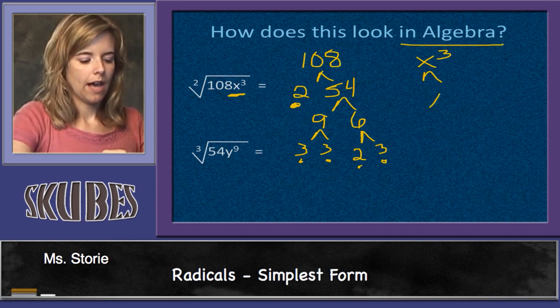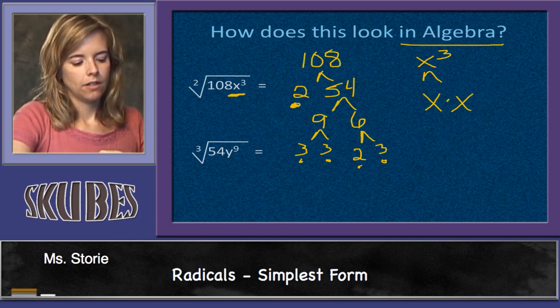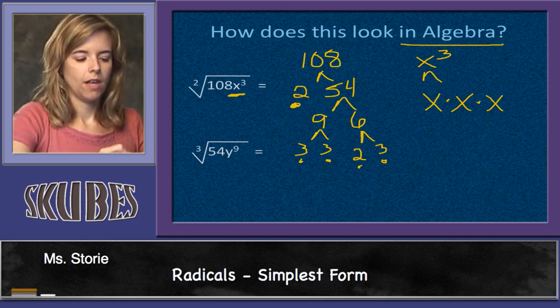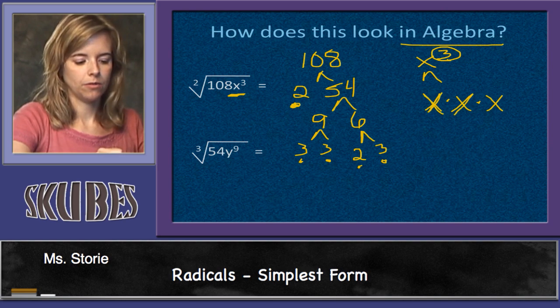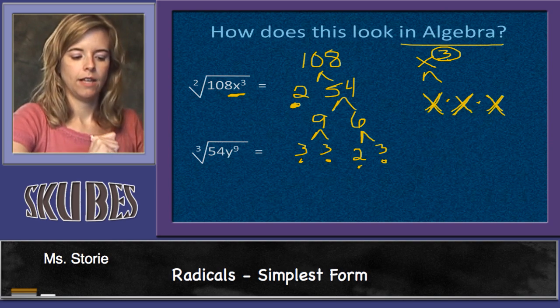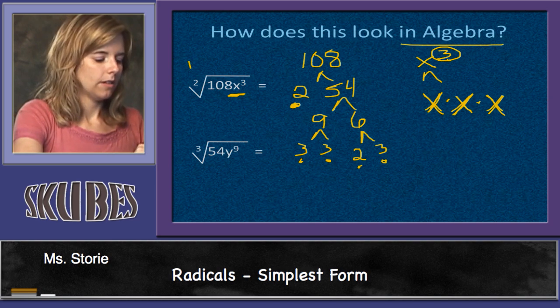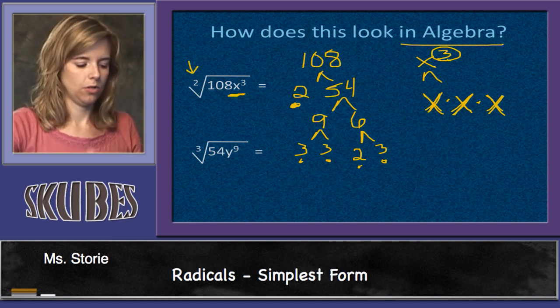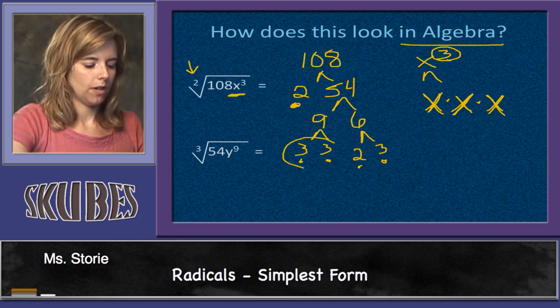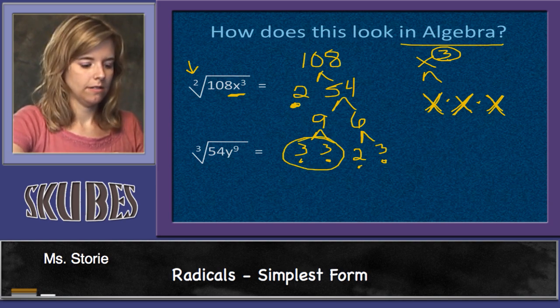And x cubed actually means you have 3 x's in a row. So anytime you see this exponent and you have to break it down, that exponent tells you how many times you're writing your variable. It says write them 3 times in a row. And that gives you cubed. Now, this index right here is 2, so we're looking for pairs or groups of 2. There's a group of 2 right here. There's a group of 2 3's.